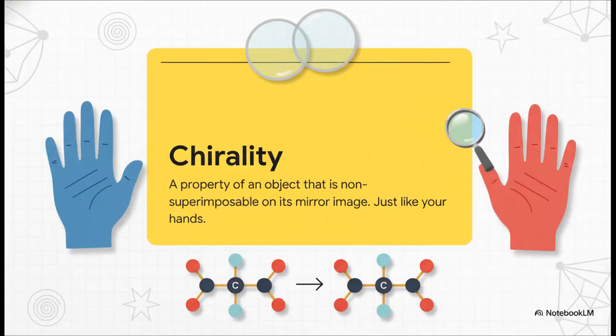So, your left hand is a perfect mirror image of your right hand, right? But now try to lay them on top of each other so that they match up perfectly, palm to palm, thumb on thumb. You can't do it. They're what we call non-superimposable. And this property, this handedness, is called chirality.